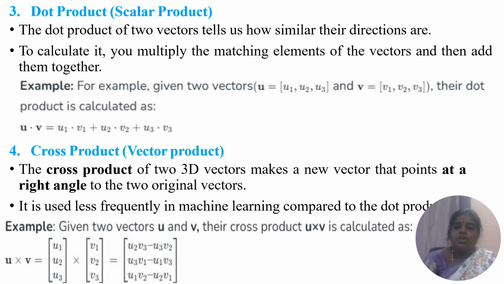Third one is dot product. This is also called the scalar product. Here we multiply the matching elements of the vectors and then add them together. The last operation is cross product. Another name for the cross product is the vector product. The cross product involves two three-dimensional vectors. It makes a new vector that points at a right angle to the original vectors.